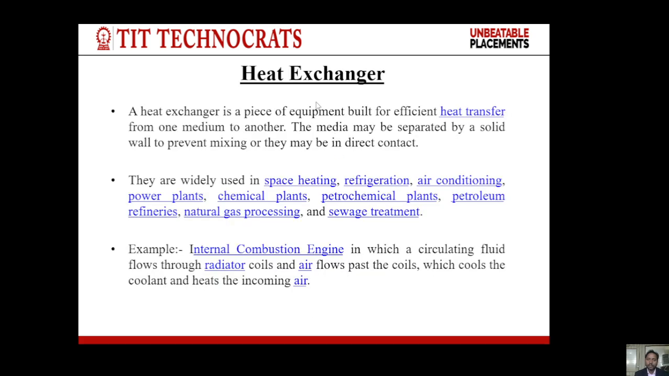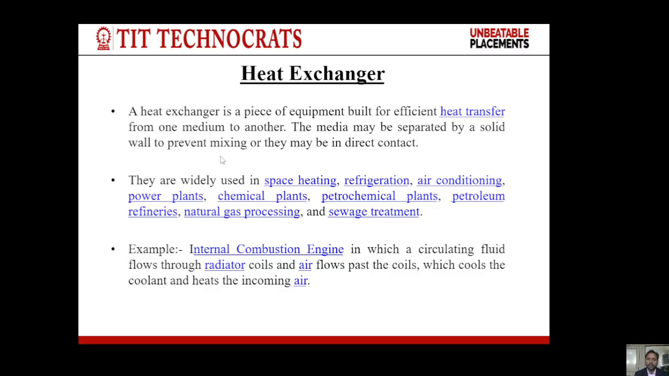So dear students, we will first discuss what a heat exchanger is and why we are using it. A heat exchanger is equipment built for efficient heat transfer from one medium to another. The media may be separated by a solid wall to prevent mixing, or they may be in direct contact also.